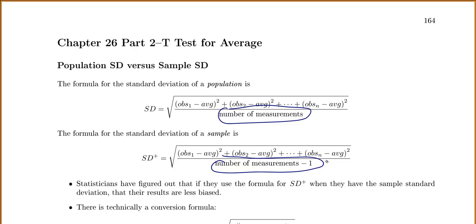And why would we do it this way? Why do we change our formulas? The reason is that statisticians have figured out that if they use that formula with the minus 1 instead, when they have their sample standard deviation, their results are less biased.